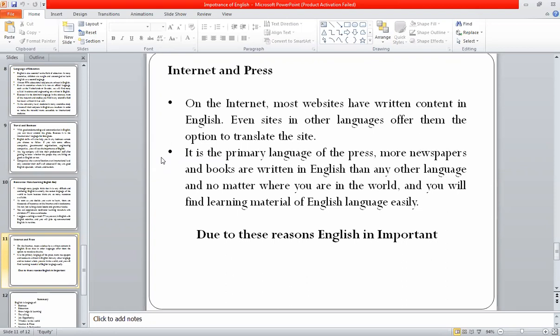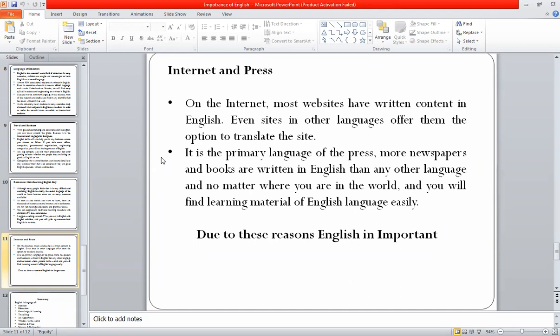And it is also the language of press. It is the primary language of the press. So what is the meaning of press? Press means newspapers, newspaper media, writing media. Press is also called written media. It is not, we can say, digital media. It is written media.